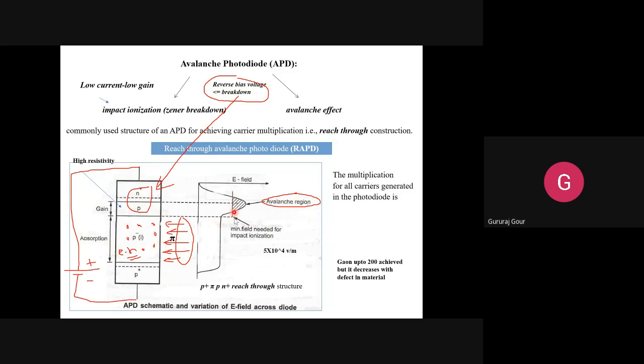And if I put some threshold, meaning how much electric field it will generate, for example 5 into 10 to the power of 4 volt per meter, beyond that whatever you are getting is gain. So that leads to gains of up to around 200s that we are able to achieve. That is the main advantage of this RAPD.